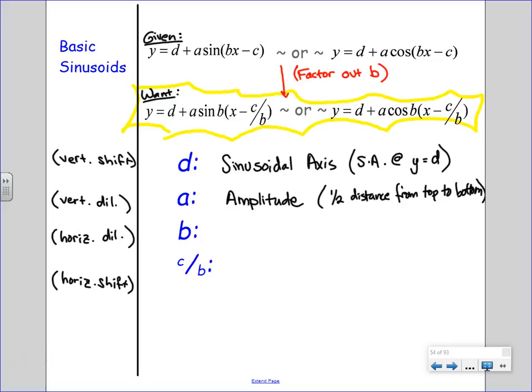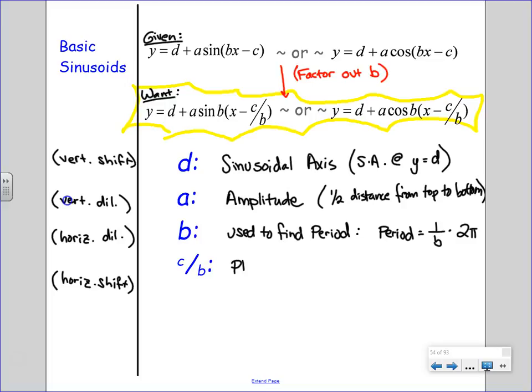B, okay. B is going to be used to find period. And how is it going to be used? There's a little formula for period. Period is equal to the normal period, 2 pi, but times 1 over b. If you guys remember horizontal dilations, it was always different than what we thought. Instead of multiplying by b, it's going to be 1 over b. It's the reciprocal. And then c over b, there's a minus in the formula.